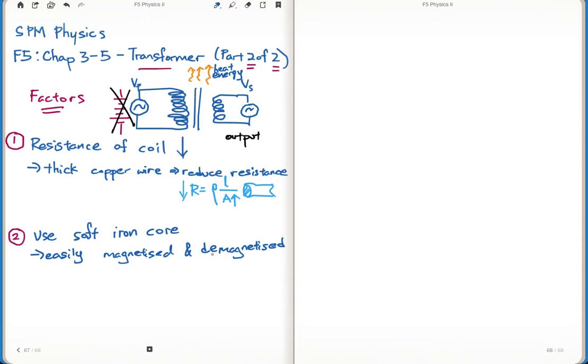How is that so? This happens when, in the first half cycle, you magnetize the coil. During the next half cycle, the same coil, the direction has to go the other way. So magnetization and demagnetization use up energy.